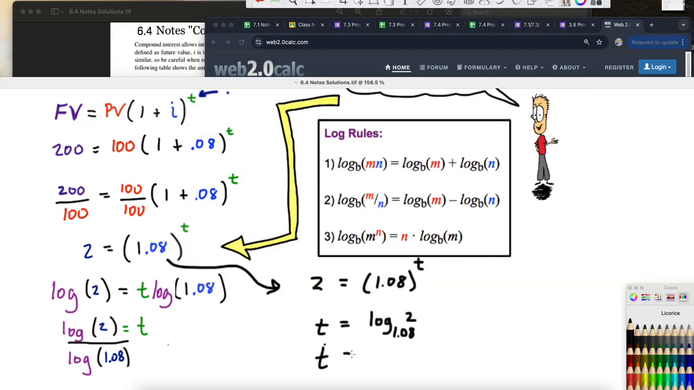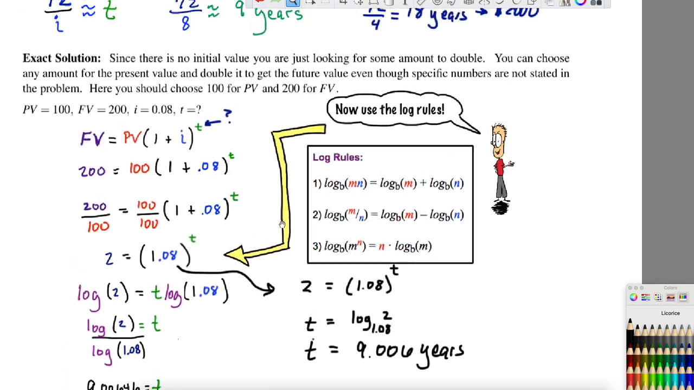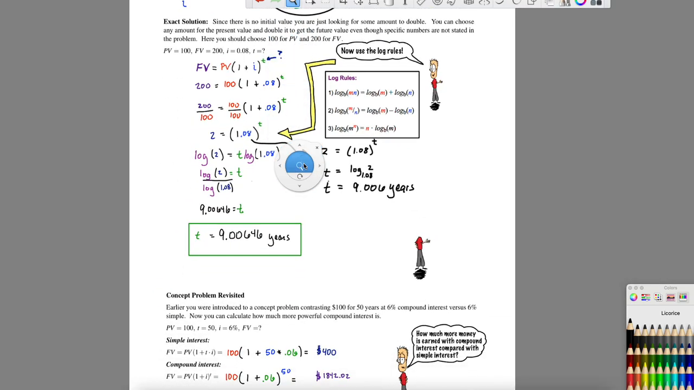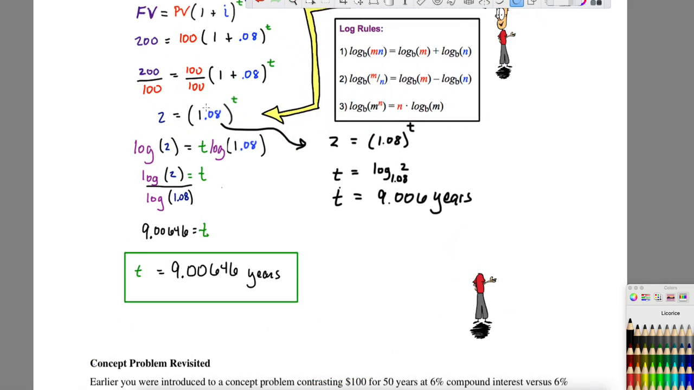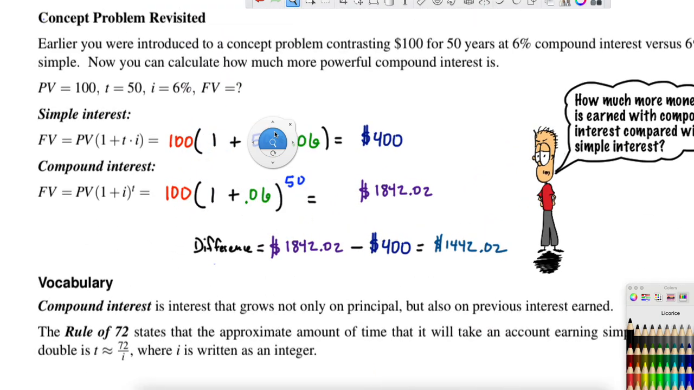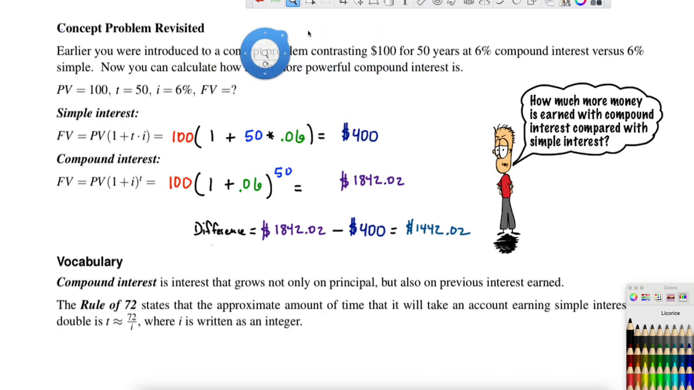Okay, equals 9.0064, so 9.006, right? And this is years. So 9 was a pretty good estimation from our Rule of 72. We ended up getting 9 here, didn't we? So that's nice. And maybe for you guys this is an easier way to solve it, just the way I did here on the right. But we could use these log rules for that. Okay, and so concept revisited here, and I kind of explained this previously.